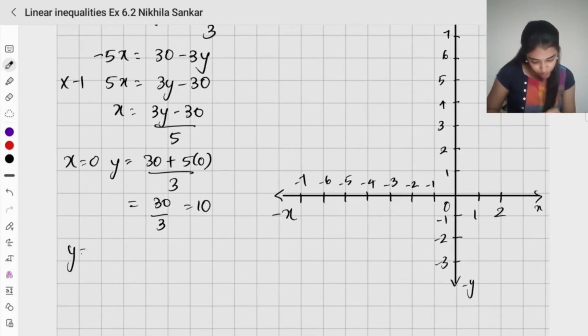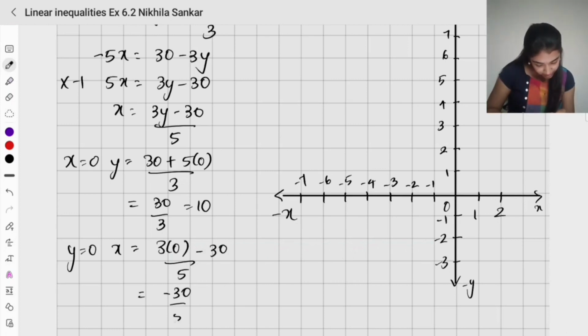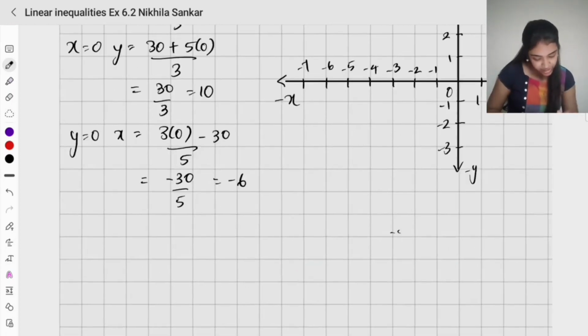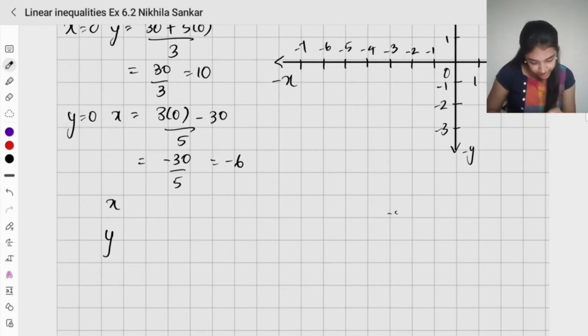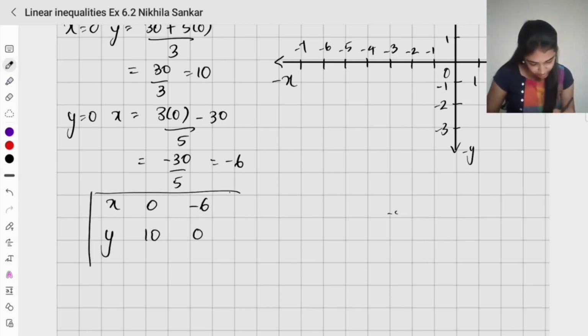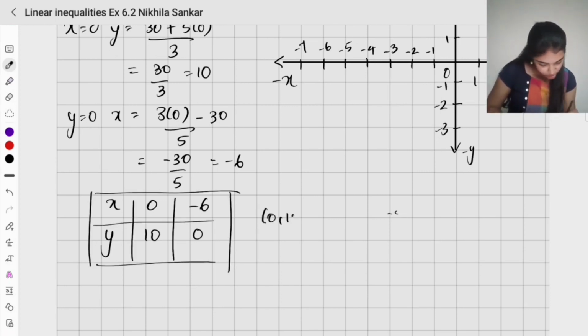அதே மாதிரி y க்கு 0 போட்டா x ஓட value is going to be 3 into 0 minus 30 divided by 5. So this is going to be minus 30 divided by 5. 5 sixes are 30, so this is going to be minus 6. So இப்போ tabular column x, y, x oda value 0 na, y is going to be 10, y oda value 0 na, x is going to be minus 6. Okay. So this is my tabular column. So what are my solutions? 0, 10 and minus 6, 0.